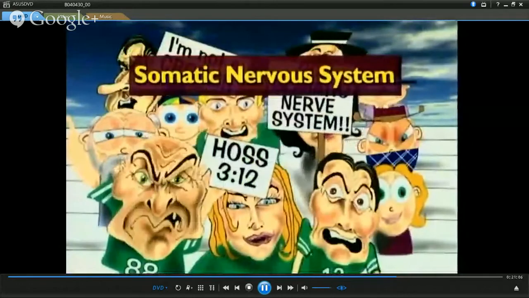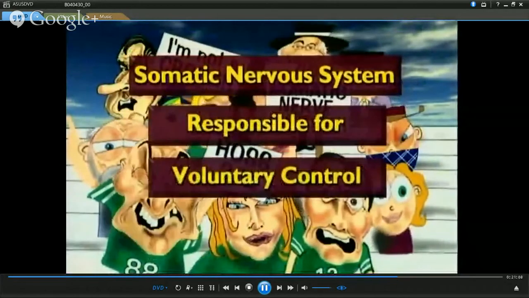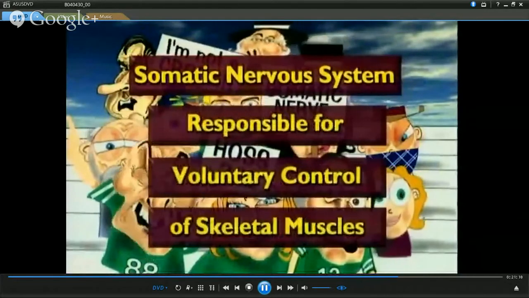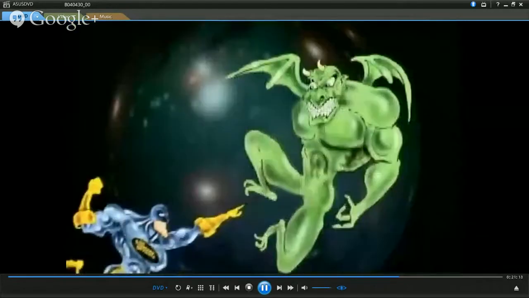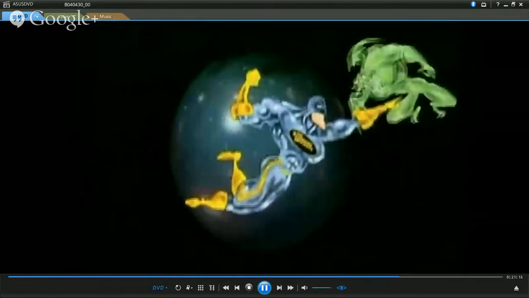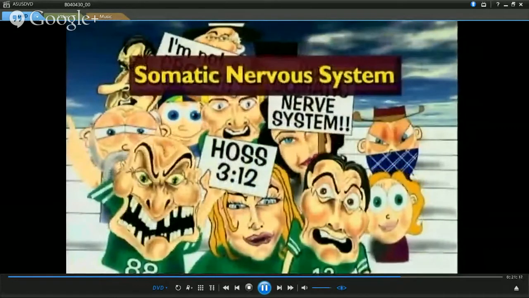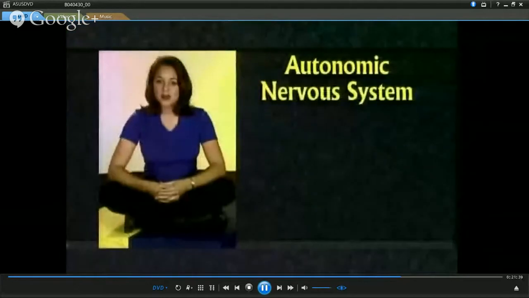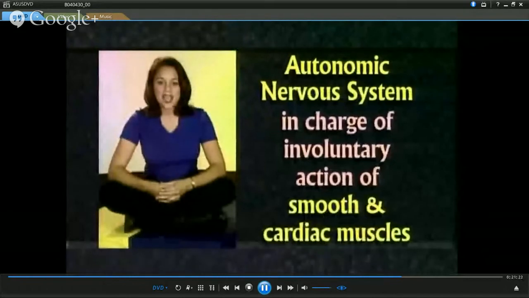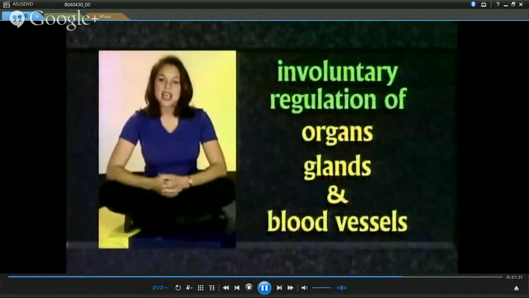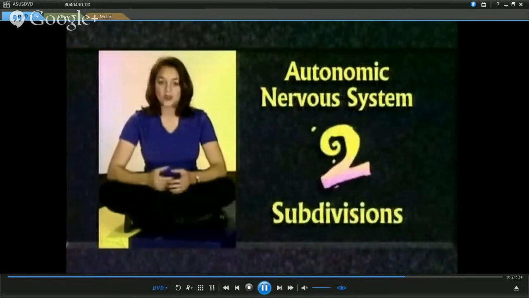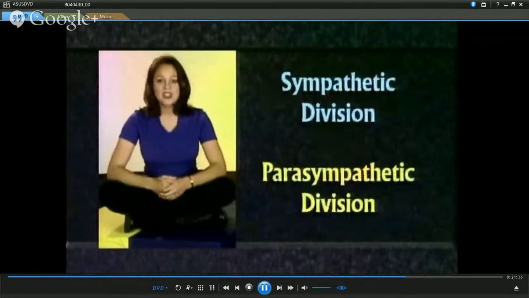The somatic nervous system is responsible for voluntary control of skeletal muscles. So, every time you pet a dog, every time you raise your hands to fight against evil, that's the work of the somatic nervous system. The autonomic nervous system is in charge of the involuntary action of smooth and cardiac muscles. So the autonomic nervous system keeps tabs on involuntary regulation of organs, glands, and blood vessels. The autonomic nervous system can also be further broken down into two subdivisions, the sympathetic division and the parasympathetic division.